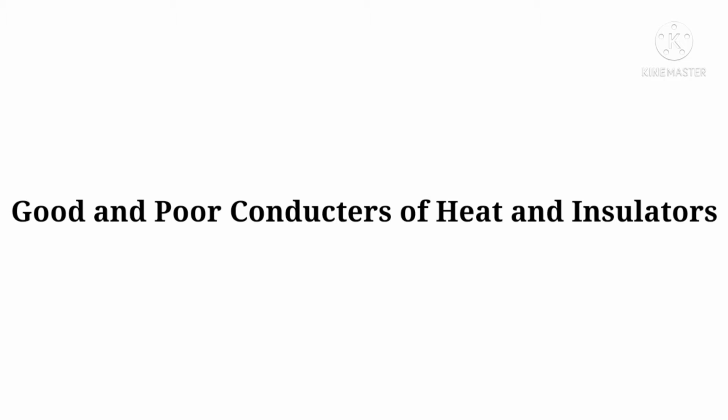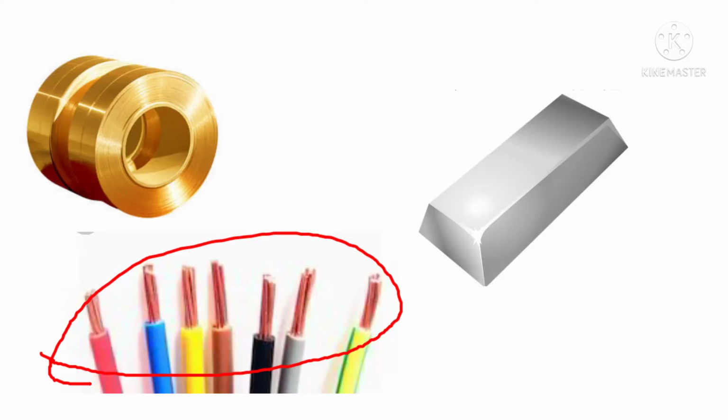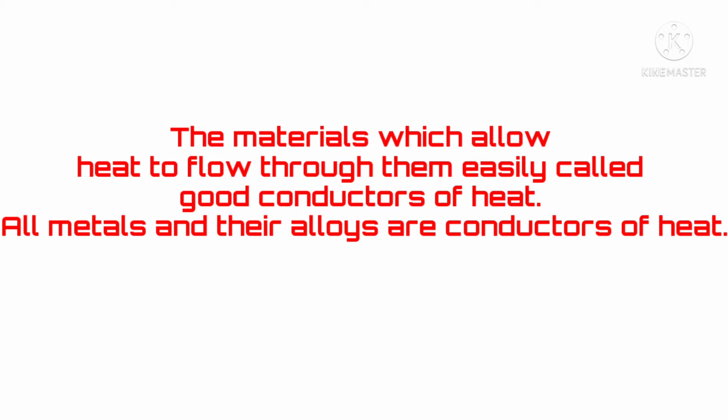Now, all solids do not allow heat to pass through them with equal ease. Some allow heat to pass through them faster than others, whereas some do not allow the passage of heat through them. So all materials can be classified into two classes. What are those classes? Materials which conduct heat and materials which do not conduct heat. Materials which allow heat to flow through them easily are called good conductors of heat. Note the words.